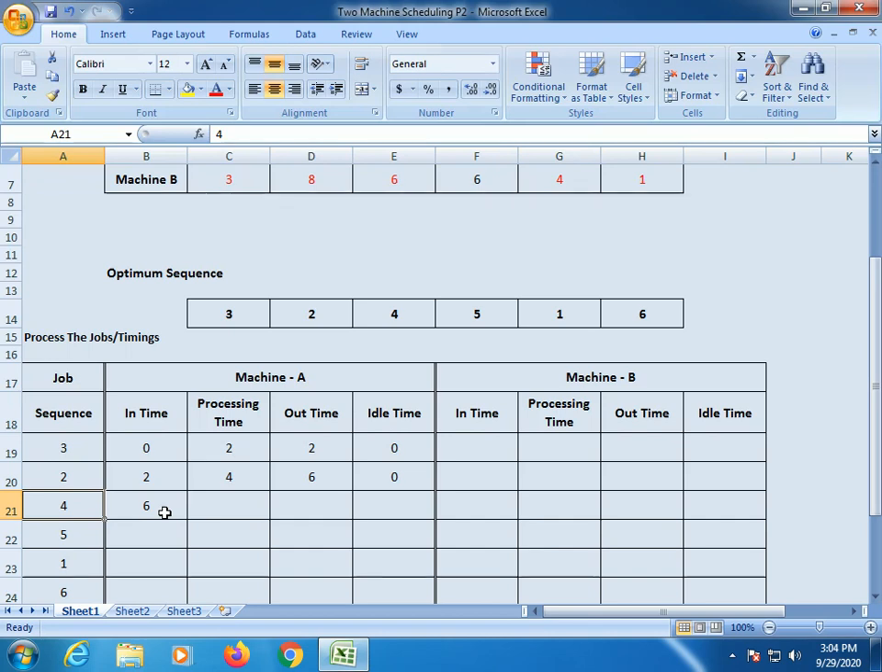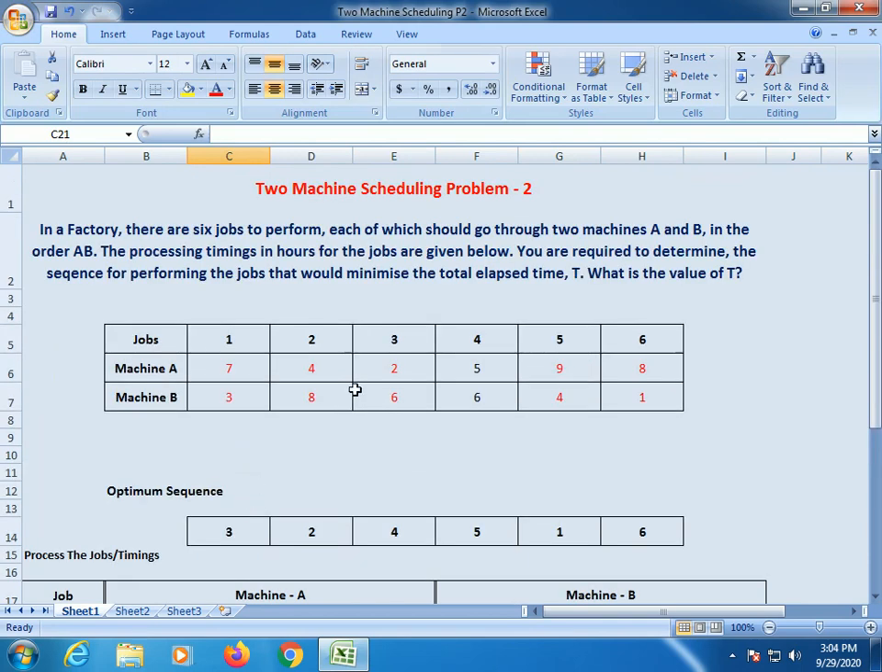at 6 hour. So this 6 will become the in time for the next job. Here what is the processing time? So the job 4 processing time is 5 hours, 5 hours relating to machine A.